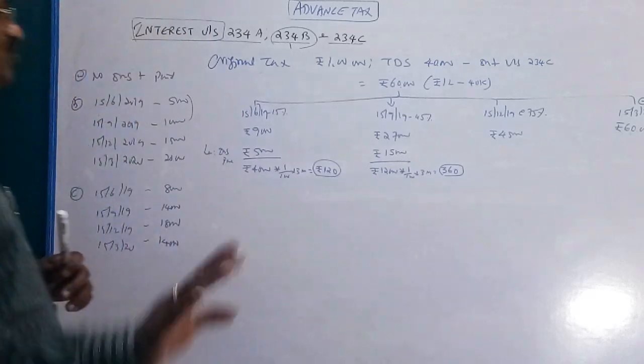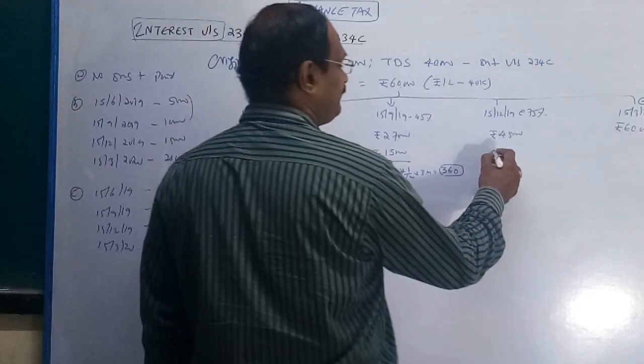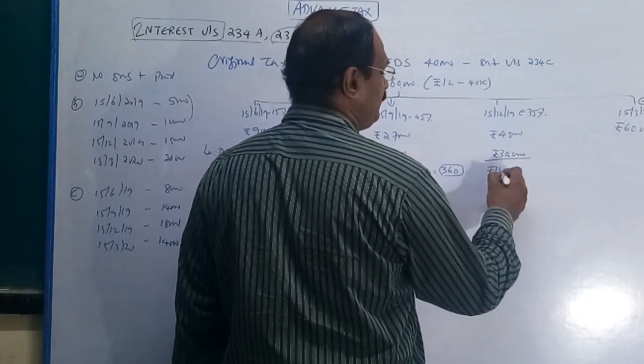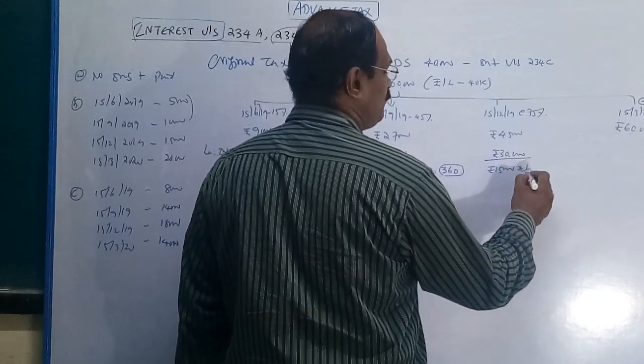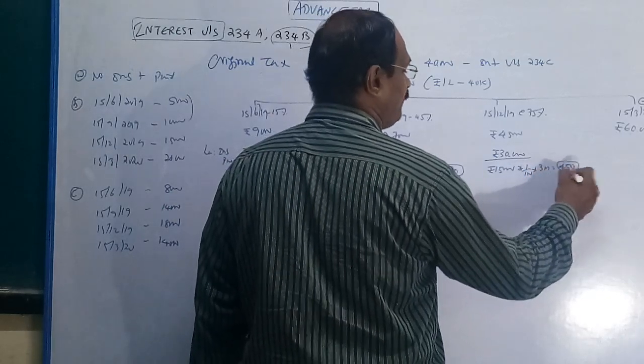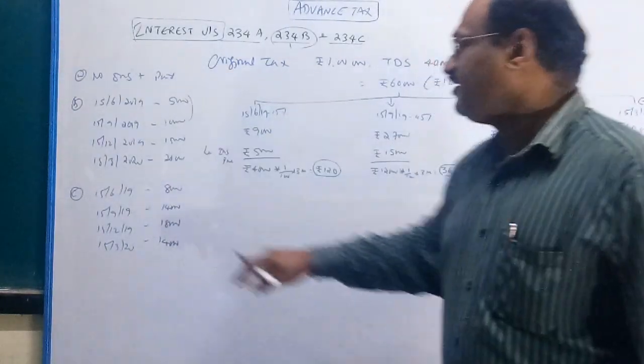Next, how much is liable to pay? 45,000. How much has been paid so far? 5, 10, 15, 30,000 paid. So how much is due? 15,000 into 1% into 3 months is 450. And finally, out of 60,000, how much is paid?